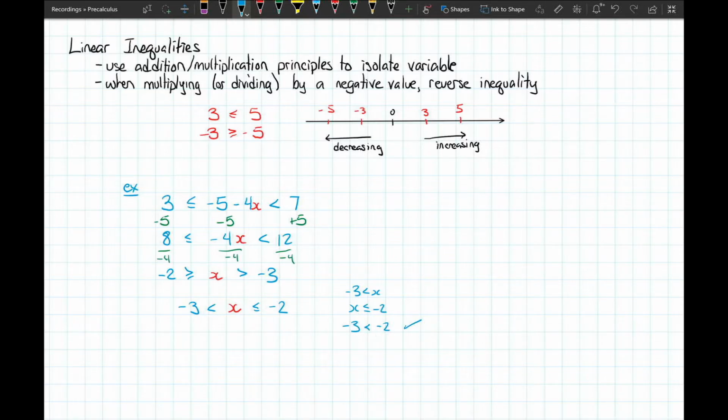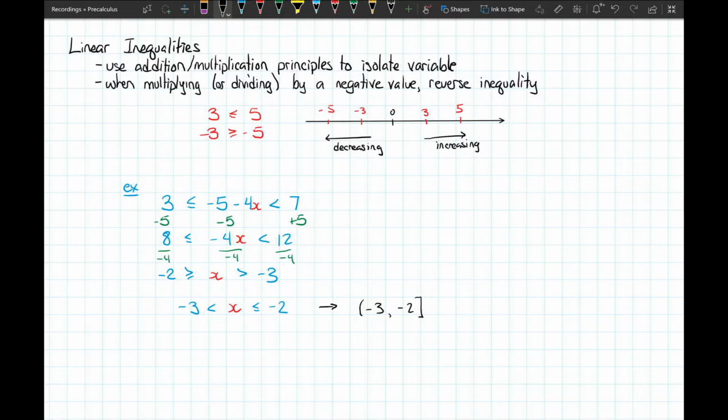And this does make sense. Negative 3 is less than negative 2. So it makes sense to have all 3 inequalities put together. And this can be turned into interval notation. A strict less than symbol becomes a round parenthesis, and a less than or equal to sign becomes a square bracket. And we can see that this is an inequality whose solution is an interval.